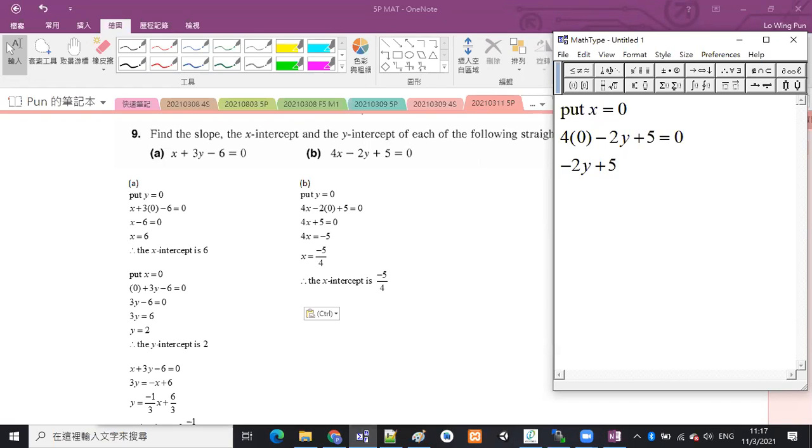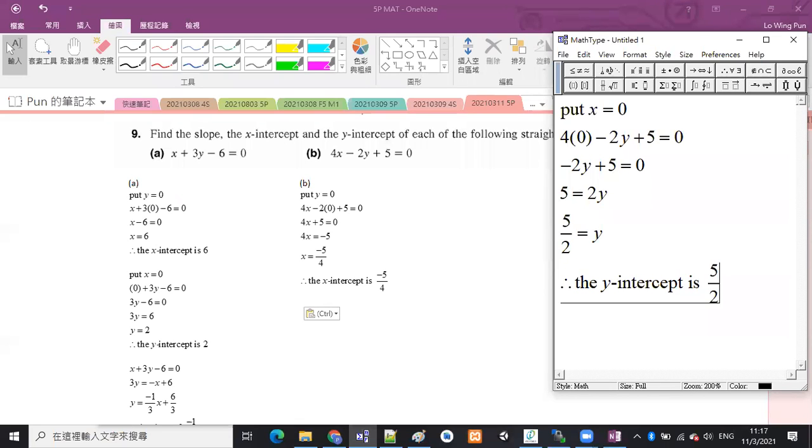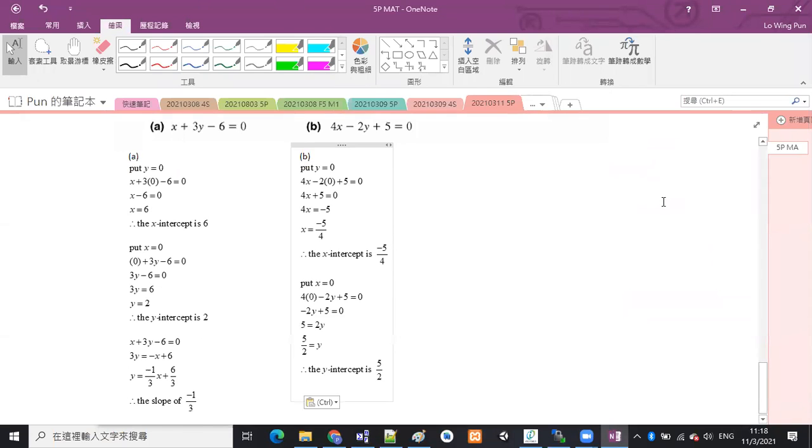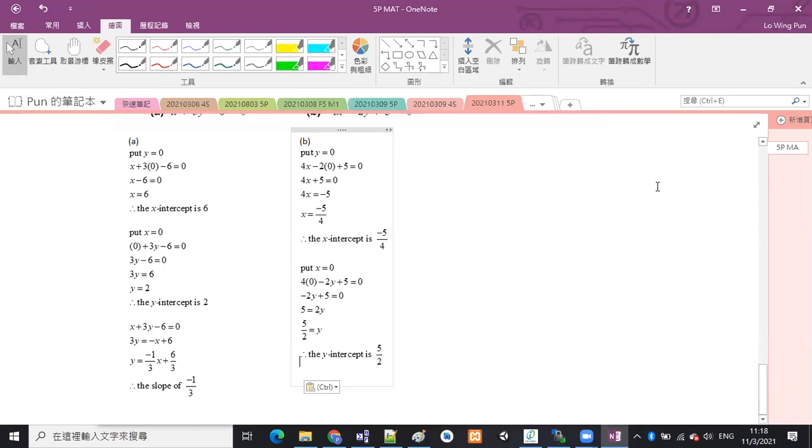So we have -2y plus 5 equals 0. But the y term is on the negative side now, so I move it to the right. So 5 is equal to 2y. Finally, divide by 2 on the left-hand side. 5/2 is equal to y. Okay? Therefore, the y-intercept is 5/2.